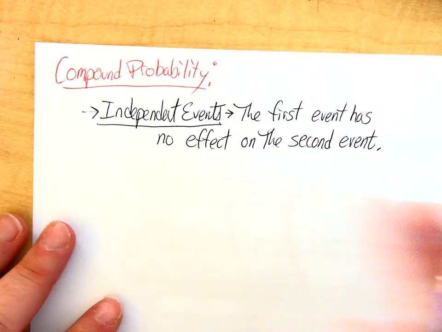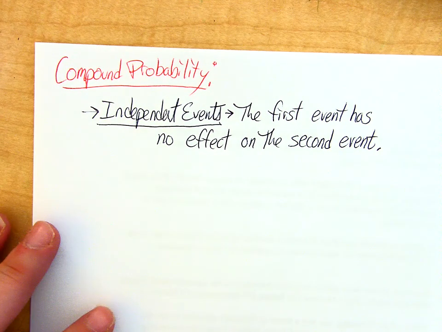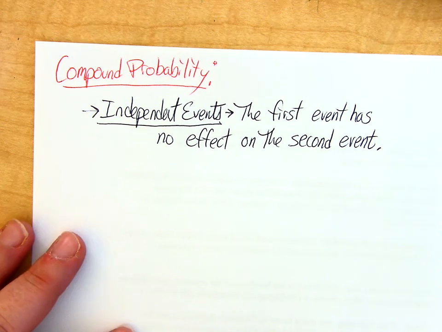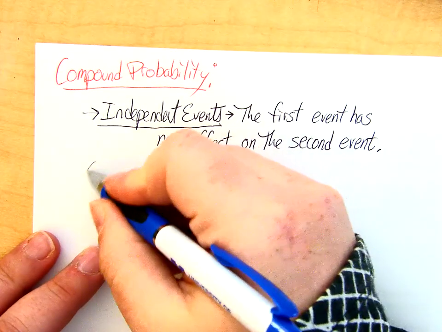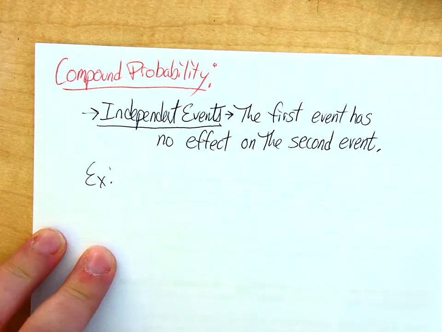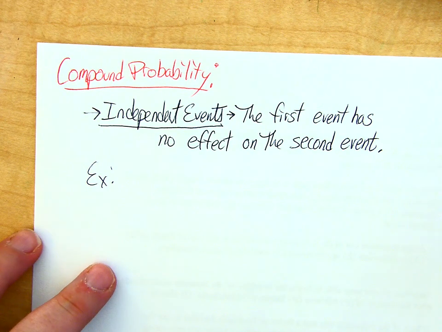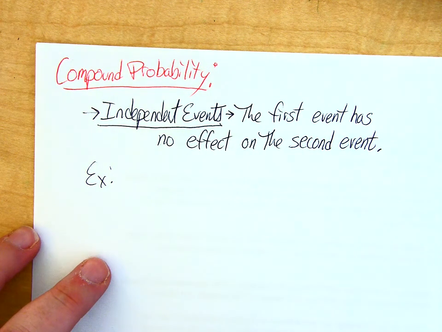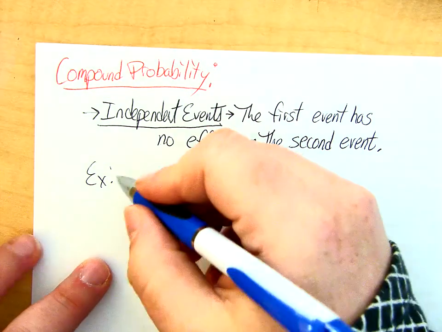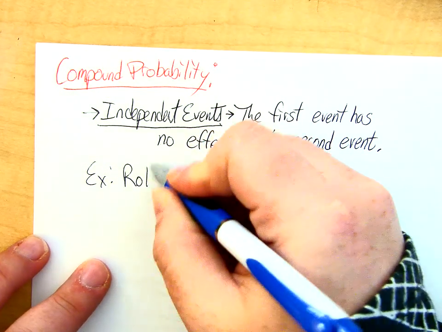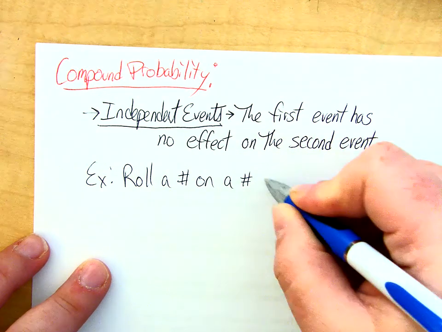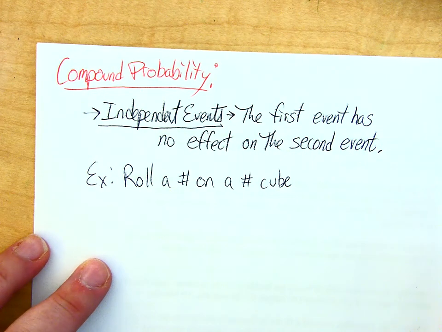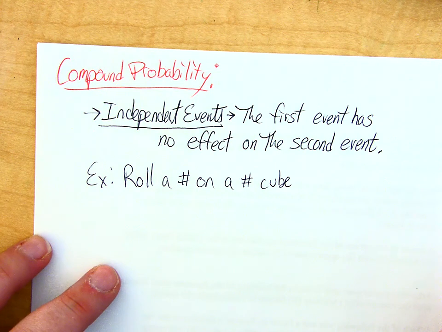So the first type we're going to talk about are independent events. And what this means is that the first event has no effect on the second event. So let me give you an example. Let's just say you're gonna roll a number on a number cube. And then you're gonna roll again.